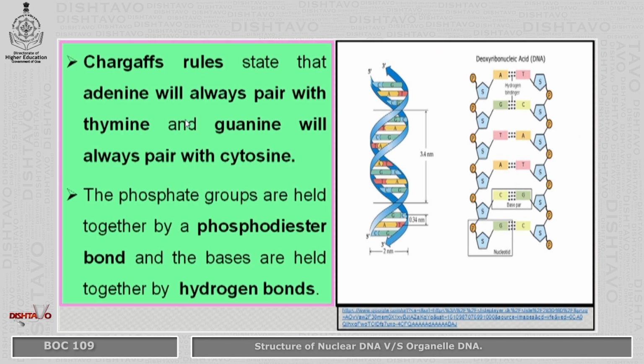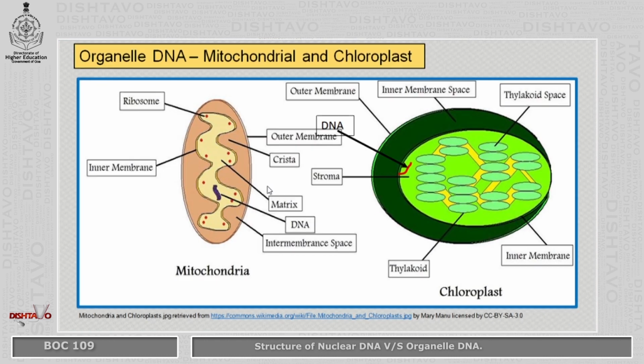Now, the bonding is determined by Chargaff's rule, which states that adenine will always pair with thymine and guanine will always pair with cytosine. The nucleotides are held together by phosphodiester bonds, and the bases are held together by hydrogen bonds.